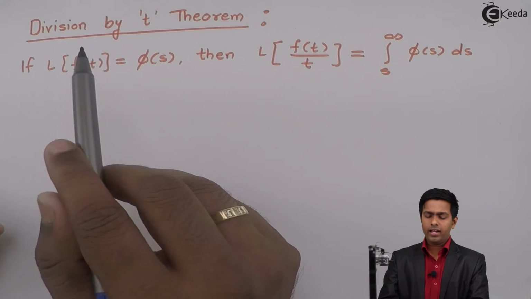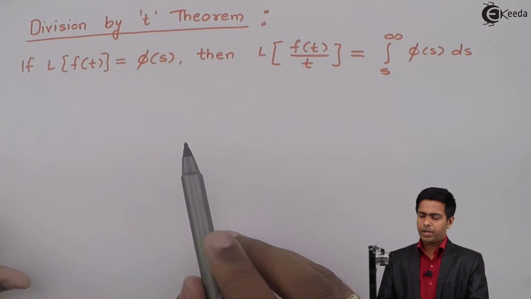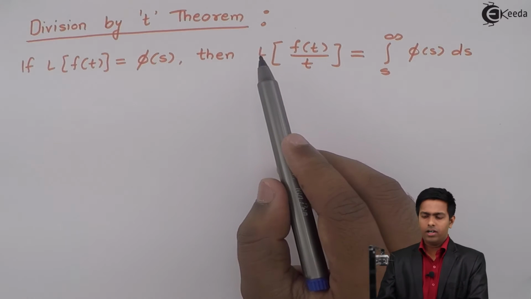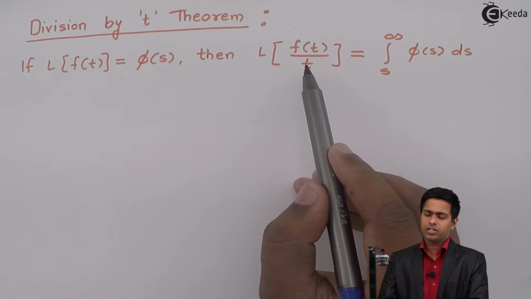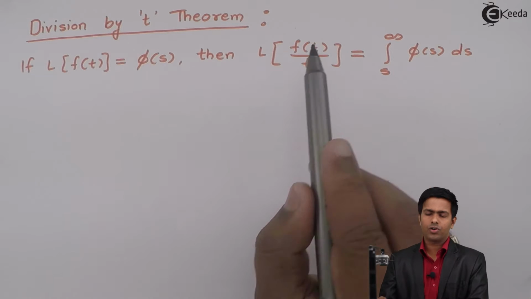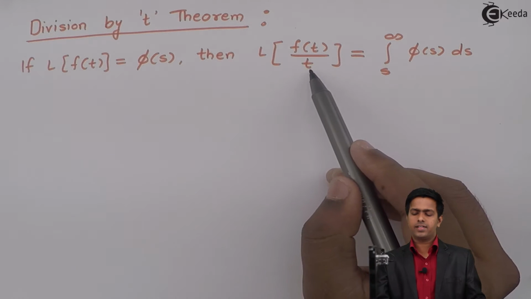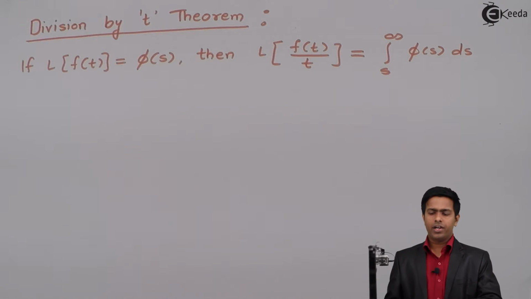So now why is this property called division by t? Because if you observe, here we have f of t upon t. It means here the t is dividing our function f of t. So since this t is dividing the function of t, we call this property division by t.